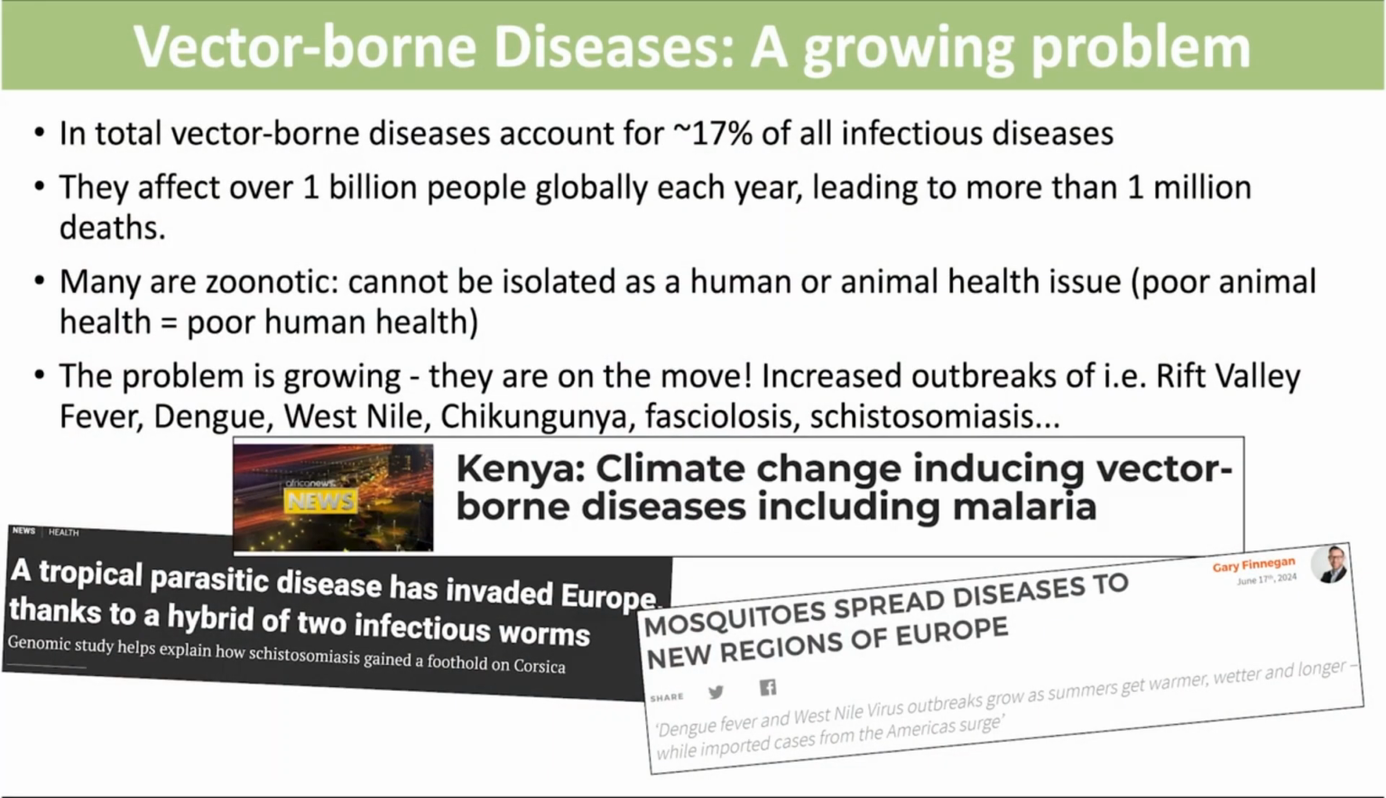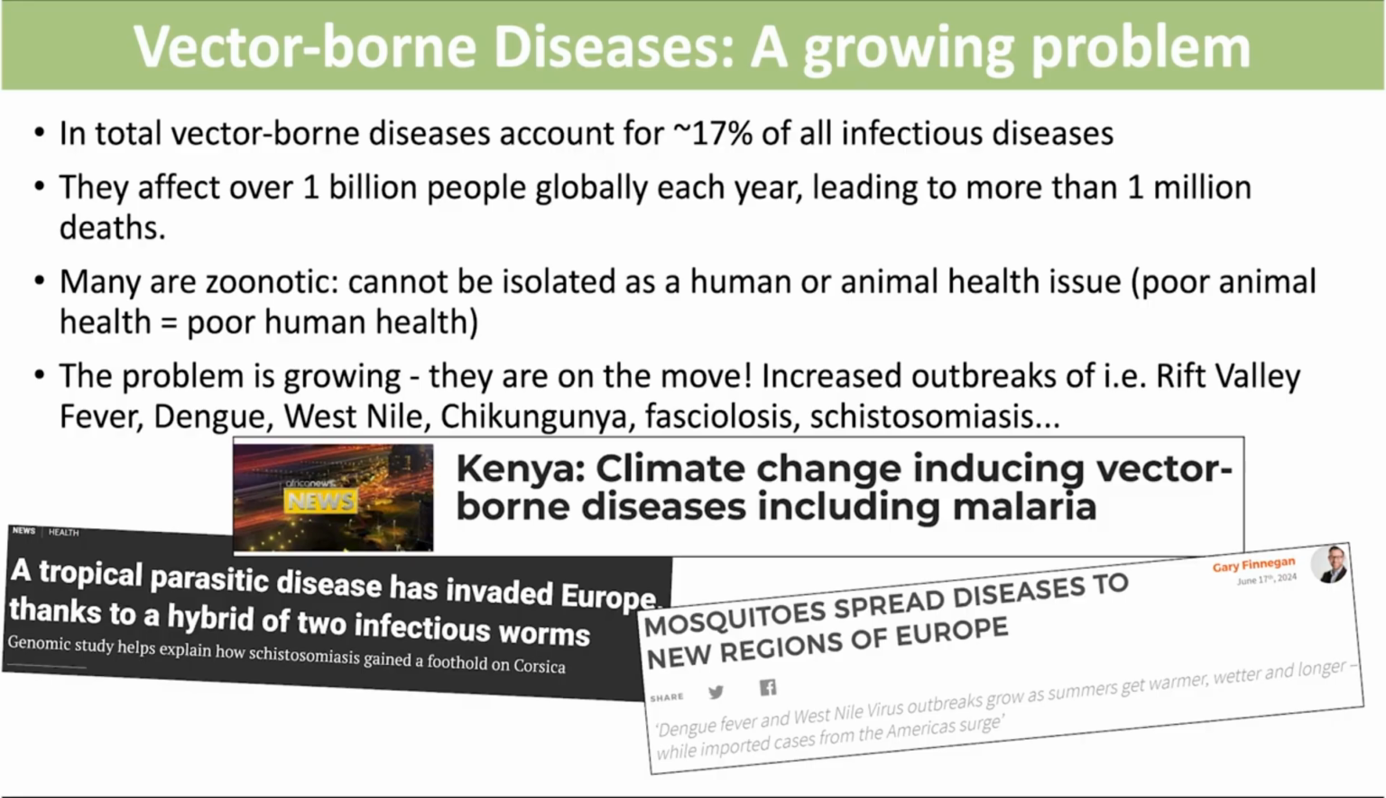Vector-borne diseases are a growing problem. They're already accounting for about 17% of all known infectious diseases. And together they are affecting more than 1 billion people globally every year, leading to more than 1 million deaths. Many of them are also zoonotic. We cannot isolate them really as a human or an animal health issue. And the problem is growing.